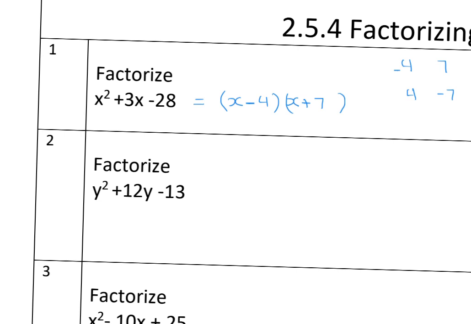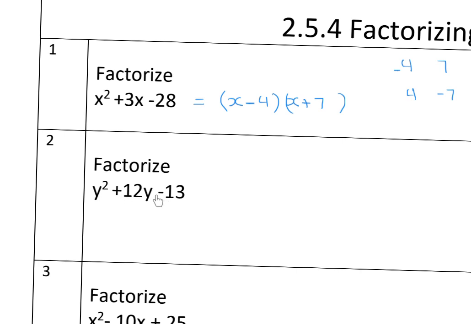And also you can check your answer. x times x equals x squared, negative 4 times 7 is negative 28. You need to check the middle term: the inner is negative 4x, and the outer is 7x. Negative 4x plus 7x equals 3x. So correct.